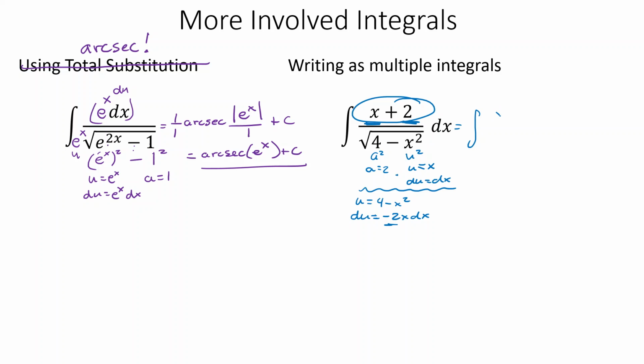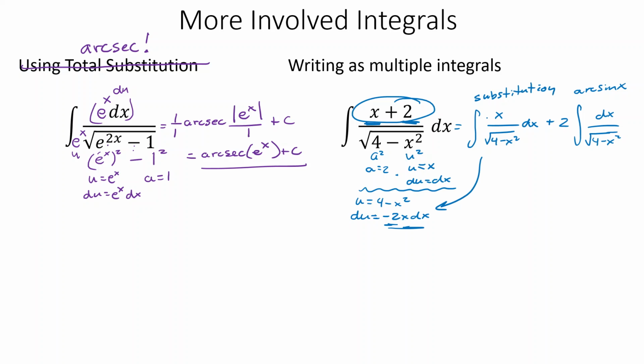So I'm going to say that this is x over square root of 4 minus x squared dx plus 2 times the integral of, we'll just say dx over square root of 4 minus x squared. So this one is going to be arc sine, and this one is going to just be regular old substitution. All right, and I already did my substitution for u for this one right here. So I just need a negative 2 and a negative 1/2. And for this one, this is exactly that. So this is exactly there.